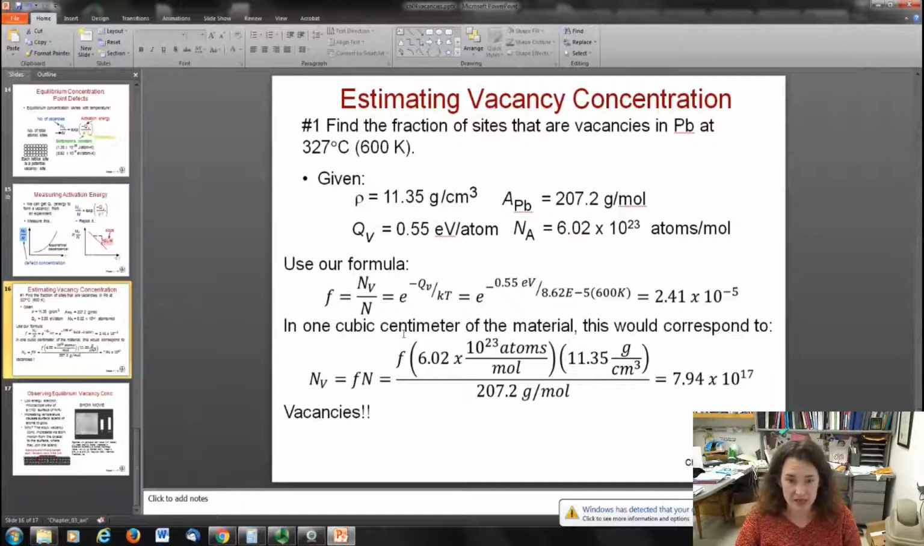And when you do that, then you get the number of total sites N multiplied times that fraction is 7.94 times 10 to the 17th vacancies. So in 1 cubic centimeter of a material, you have 7.9 times 10 to the 17th defects. All right, so in case you were thinking that the number of defects in a crystalline material is small, it's not, okay? Materials are just absolutely chock full of defects, and they only get larger as the temperature increases.